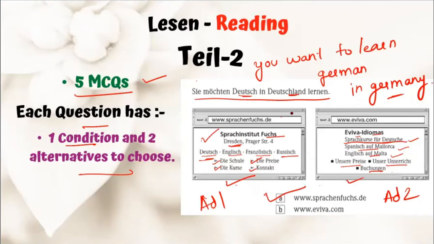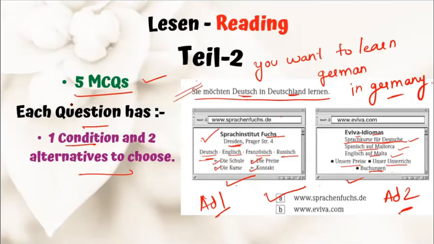Okay, so there are five conditions, and there are two alternatives for every condition. You have to see which advertisement or article is right for you, whether the left one or the right one is correct for you. It depends on the statement provided here. So you have one condition and two alternatives to choose from. So this is our tile 2.